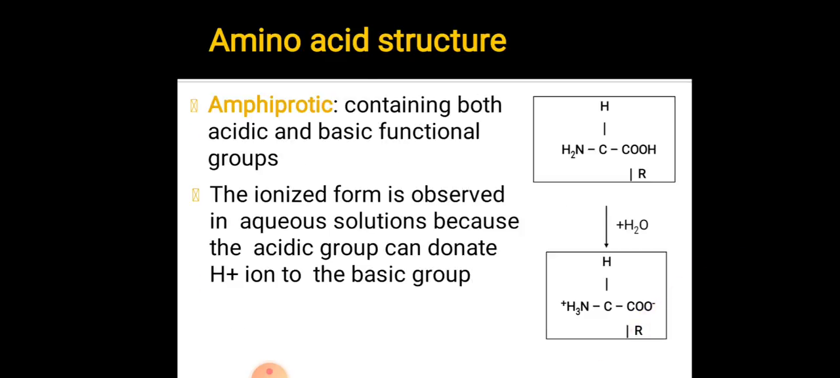Amino acid structure: amphiprotic, containing both acidic as well as basic functional groups. The ionized form is observed in aqueous solutions because the acidic group can donate H plus ions to the basic group. Normally they will be in unionized form, whereas when they dissociate in water, they will show the ionic form, that is COO minus and NH3 plus, as the COOH group donates its H ion to the NH2 group.